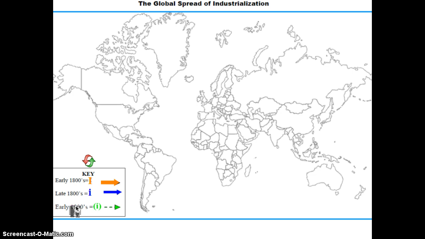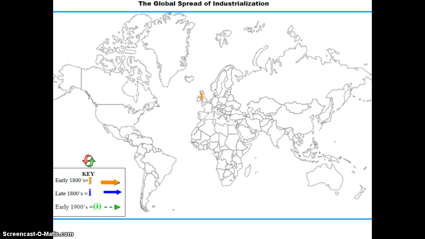Let's get started. I'm going to first find Great Britain on the map. Great Britain, as you know, is the first country to industrialize. It industrializes in large part because of the textile industry. Textiles used to be created in people's homes, but then factories and the advent of machines were able to make that process much faster. So we're going to place our first I on Great Britain here.